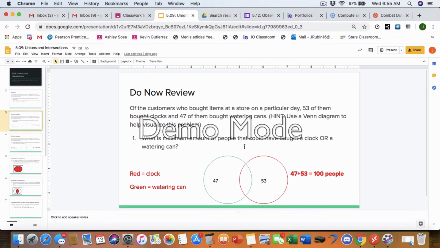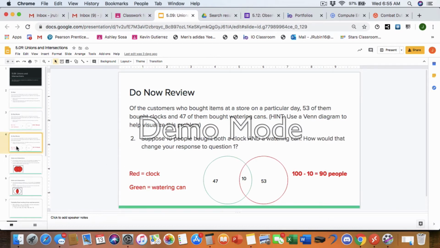So what that would mean is one or the other, right? The or statement: you could have either bought a clock or bought a watering can and still been counted, so it's just 47 plus 53, which equals 100.